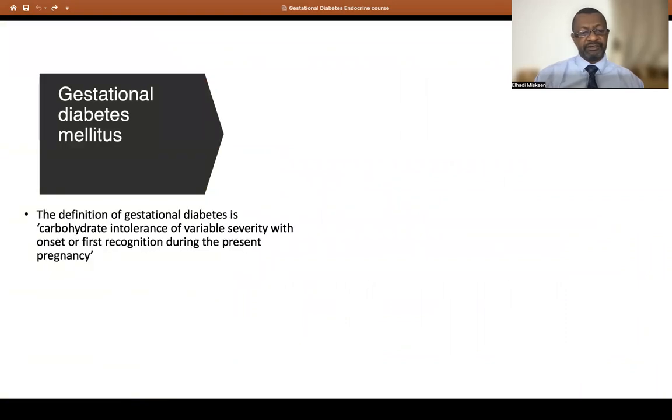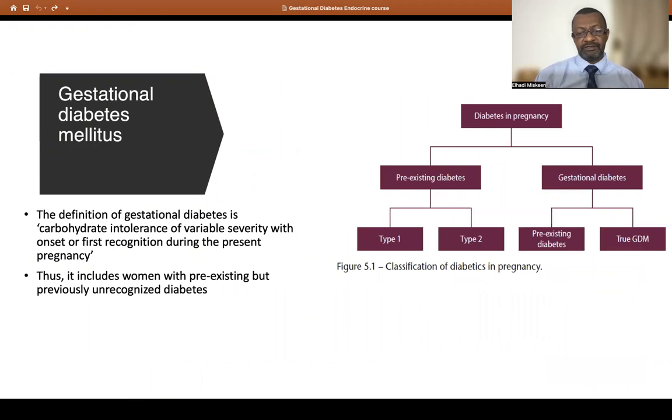Gestational diabetes can be defined as a carbohydrate intolerance of variable severity with onset or first recognition during the present pregnancy. Thus, it includes women with pre-existing but previously unrecognized diabetes. In these diagrams, we can see that diabetes in pregnancy in general can be divided, as mentioned before, into gestational diabetes or pre-existing diabetes. For gestational diabetes, it is either true gestational diabetes or pre-existing diabetes that has not been discovered, while pre-gestational diabetes is either type 1 or type 2.